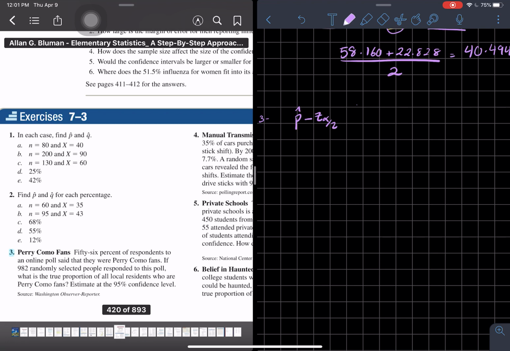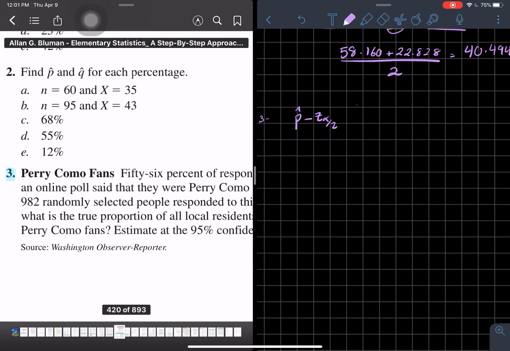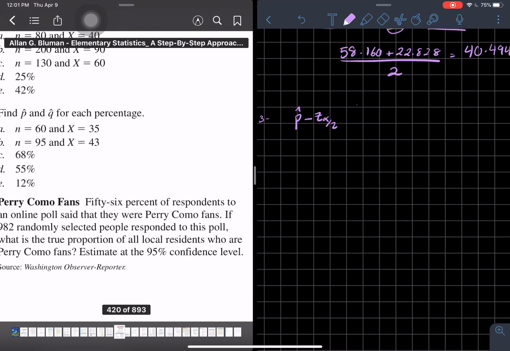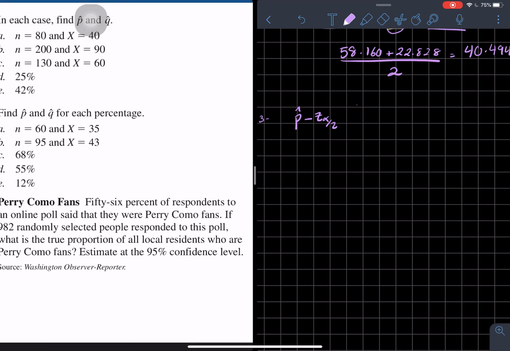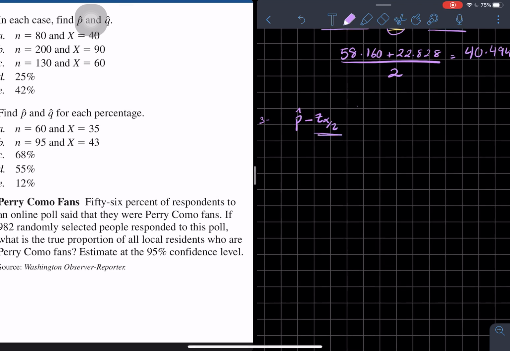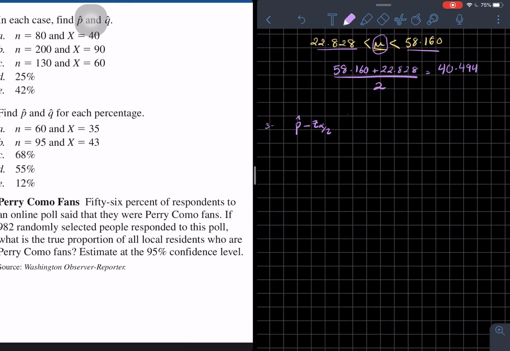Another thing is that usually in these problems our n's are big. Let's look at number 3. Here they said 56% of respondents on an online poll said that they were Perry Como fans if 982 are randomly selected. That's a really, really big n. Usually after 30, our distribution becomes normal, and the curve kind of looks like a z-curve, and that's why we would use z alpha over 2. So when we're seeing how far away we are from the true proportion, we use z-scores, not t-scores, with the middle always being 0 still.